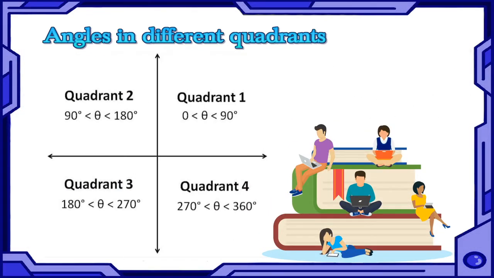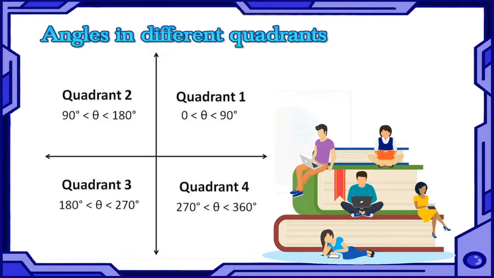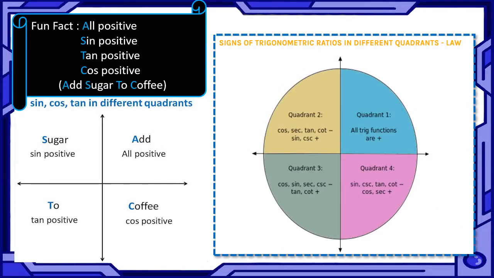Angles in different quadrants. We know very well we have four quadrants. In first quadrant we have 0 to 90 degree. Second we have 90 to 180 degrees. Third 180 to 270 and fourth 270 to 360. Then sign of trigonometric ratios in different quadrants. In first quadrant we have all trigonometric functions positive. Second we have sine and cosec positive, rest all negative. Third quadrant, tan and cot positive and rest all negative. Quadrant 4, cos and sec positive, rest all negative.